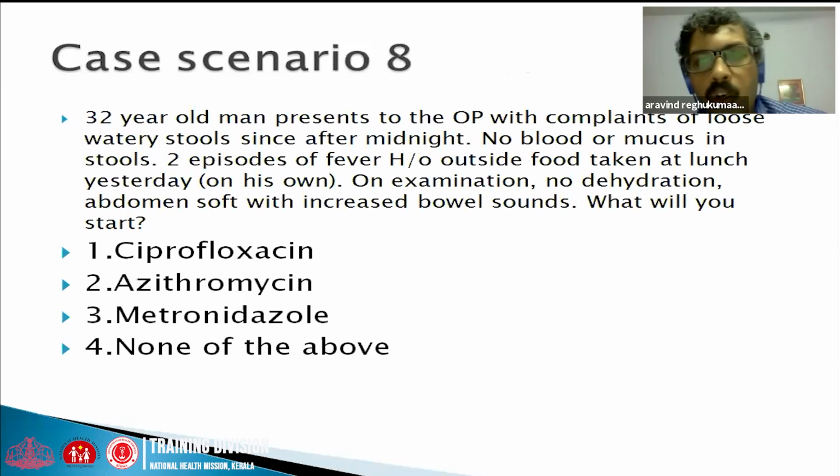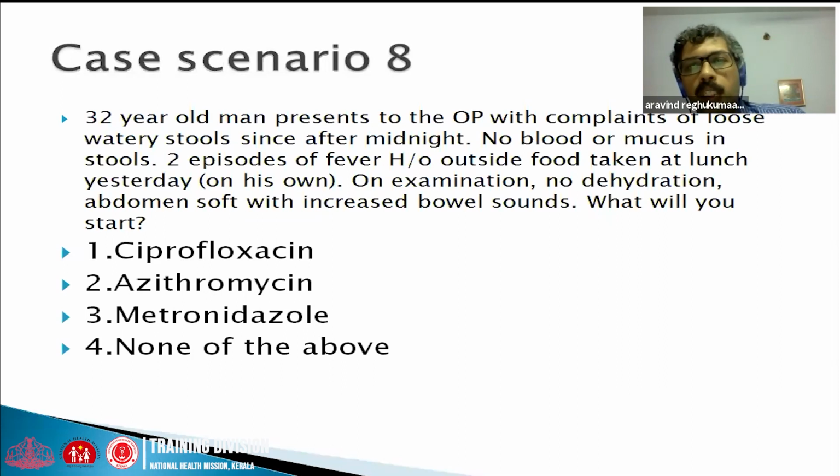Then another common situation: a 32-year-old man presents to the OPD with complaints of loose watery stools since after midnight, no blood or mucus in stools, 2 episodes of fever, and a history of outside food taken at lunch. That is, after taking food from outside, around 12 hours later, the patient developed loose watery stools. On examination, no dehydration, abdomen is soft. What will you start? Ciprofloxacin, azithromycin, metronidazole? None of them. So what syndrome are we dealing with here?